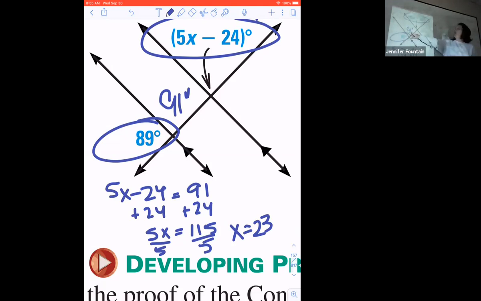So if I do not know a corresponding angle, I may have to solve to figure one out using other postulates and theorems that I know. I know that a linear pair equals 180 degrees. I need to know this measurement right here to set it equal to this measurement right here. So if they have not given me the information I need, I may have to solve for it first before I can solve for my variable.